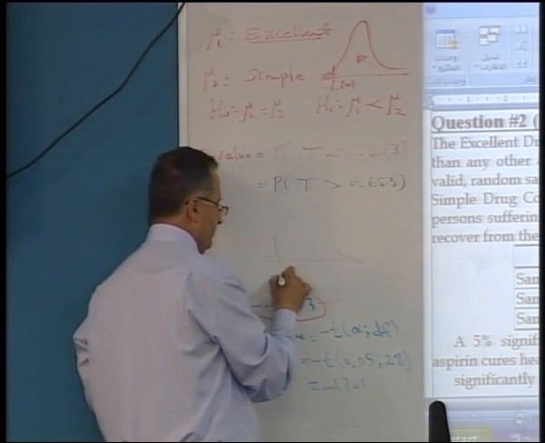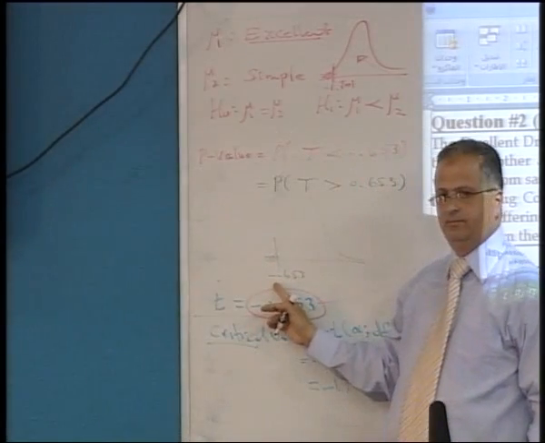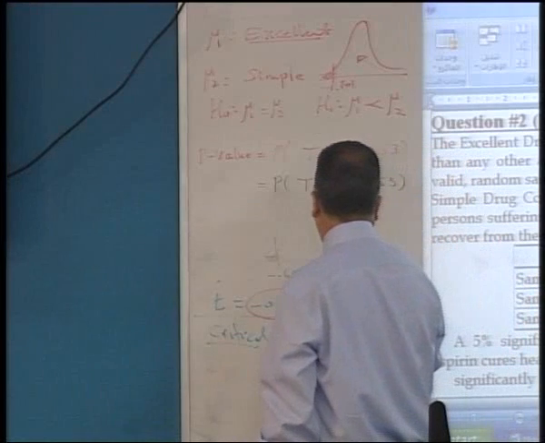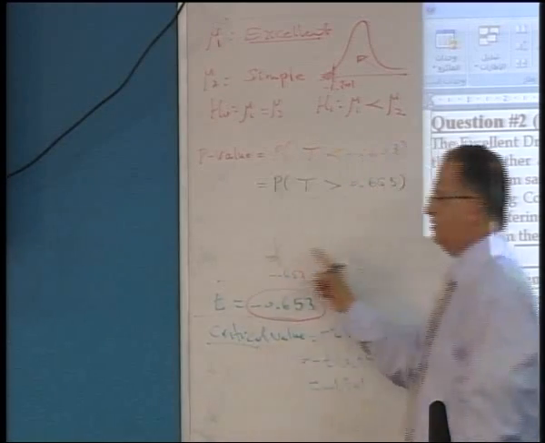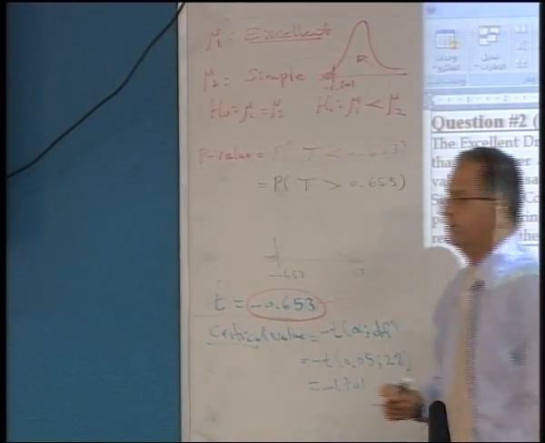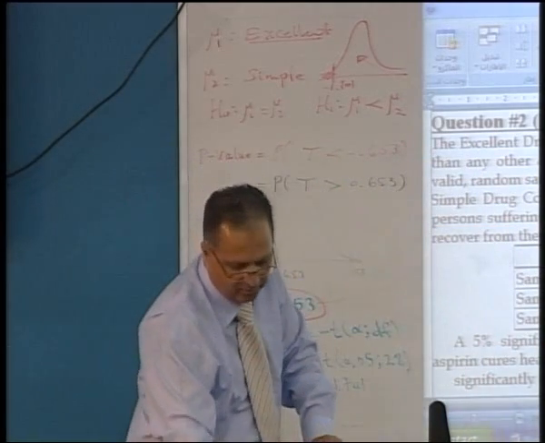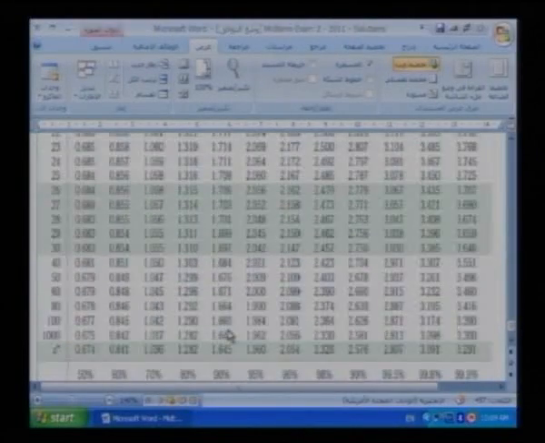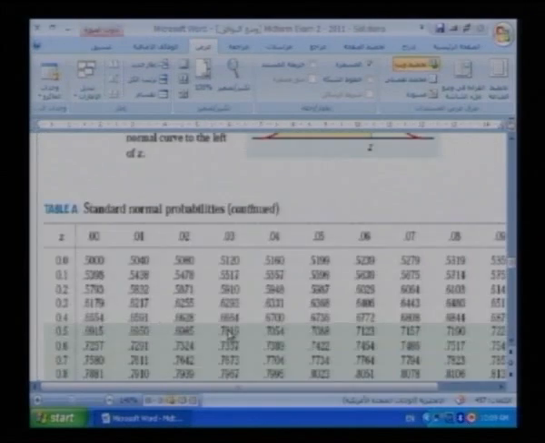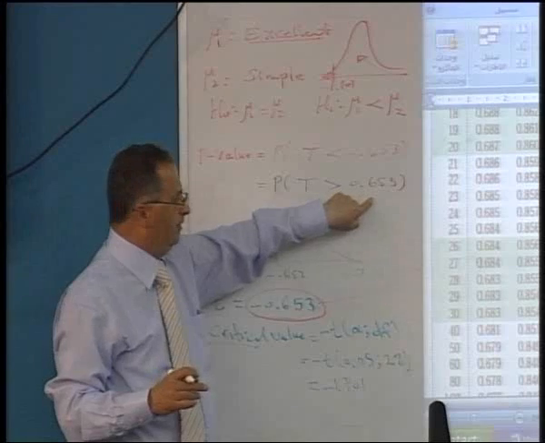Now, smaller than negative 0.653 means this area, which is actually the same as the area to the right of the same value, but on the other side. So these two areas are the same. So it's the same as P of t greater than 0.653. If you look at the table for 28 degrees of freedom, that's your 28. I am looking for the value of 0.653.